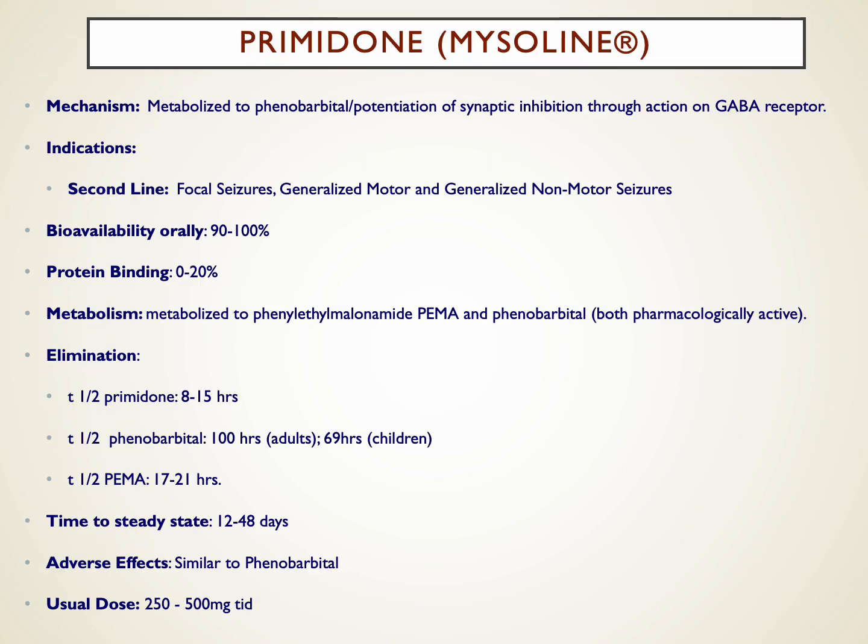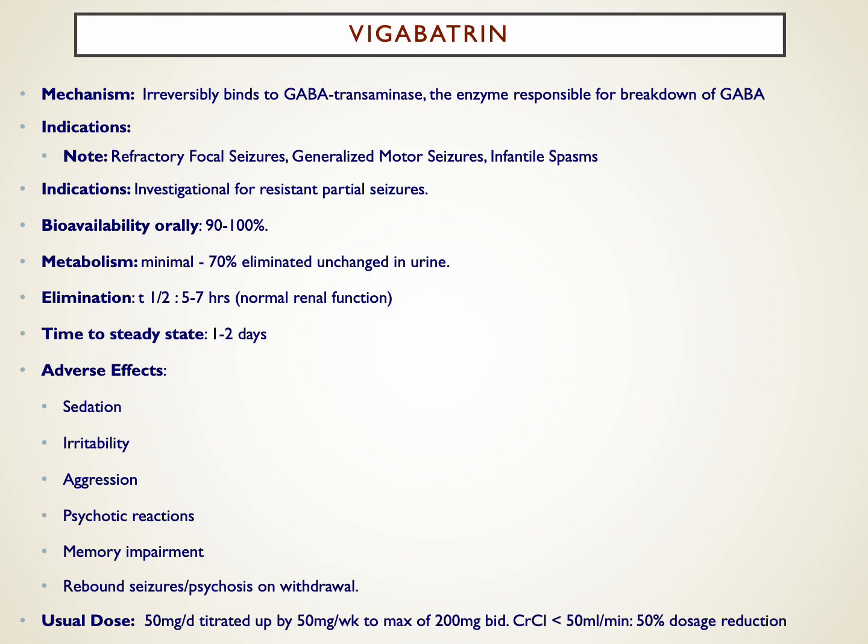Another older agent that is really not used much anymore is primidone. And primidone is actually metabolized to phenobarbital. It is a second-line therapy for focal and generalized motor and non-motor seizures. But again, because it is associated with a lot of mental dulling, we don't see this agent used that much anymore.